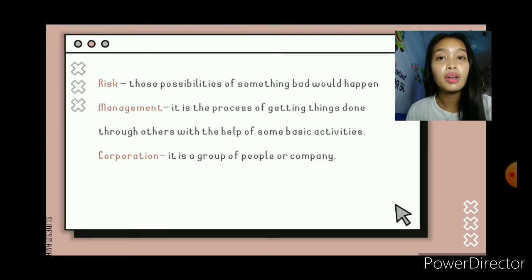So to sum it up, corporate risk management is to manage any danger or possible risk that the company is exposed to. So that is corporate risk management.